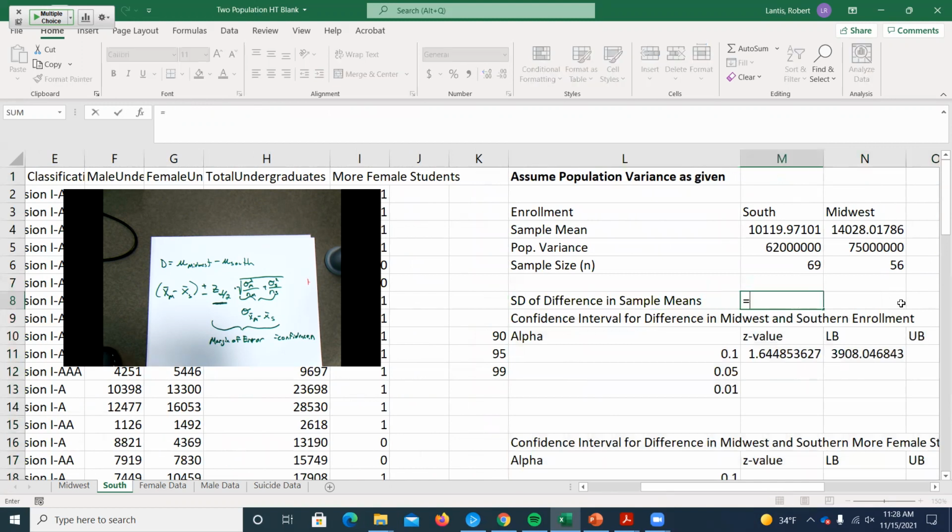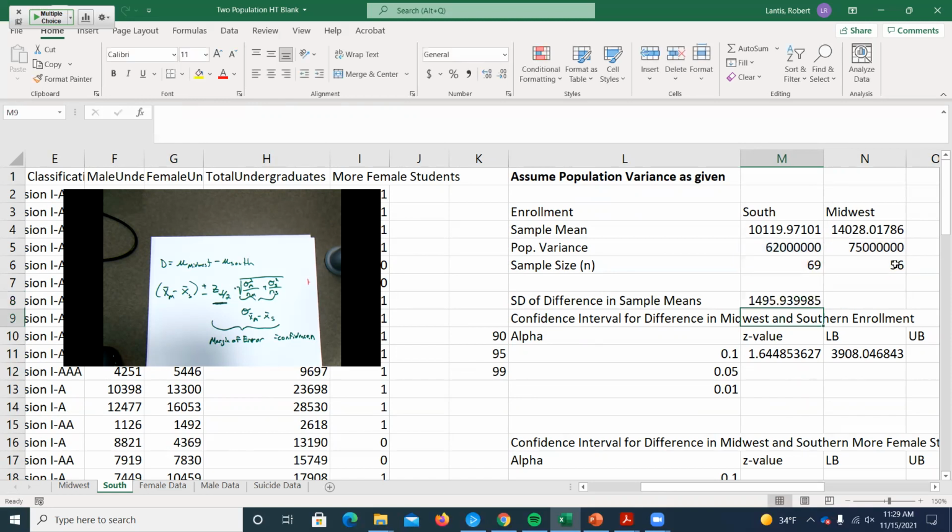So the square root of the South's population variance divided by their sample size, and add to that the Midwest sample variance divided by the Midwest's sample size. Okay. So I'm just breaking this down into parts, making it a little bit easier. This is what I said, if we're doing this by hand, doing it this way makes it a lot easier to enter into our calculator.